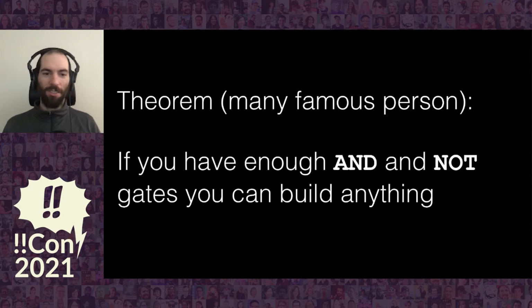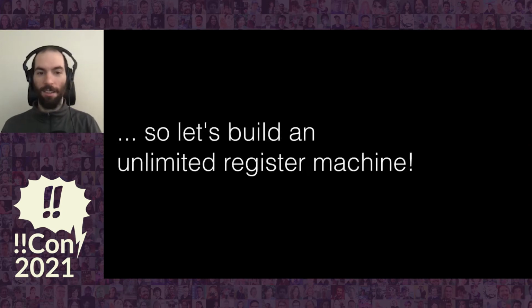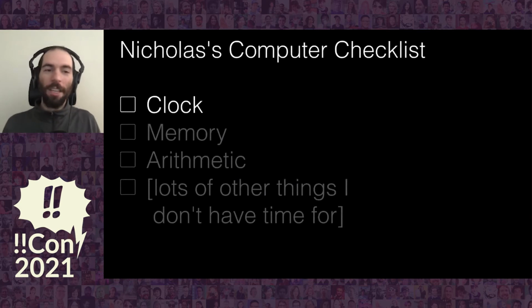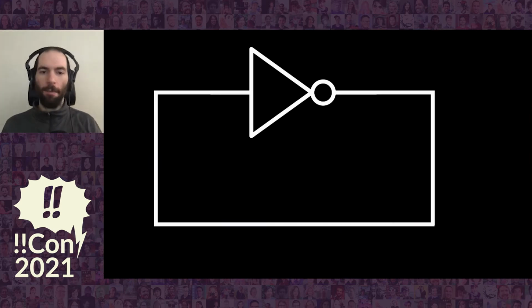And I said there was this sort of theorem that if you have enough AND and NOT gates, you can build anything you want. And in particular, you could build an unlimited register machine. And you have to limit it because computers in reality aren't infinite size, but let's go with that. Okay, so what do you need for a computer? Well, if you ask some people, they'll tell you the first thing you need is a clock. A clock, if you're an electrical engineer, means you're going to oscillate some crystal at some high frequency, but we're in the game of life.